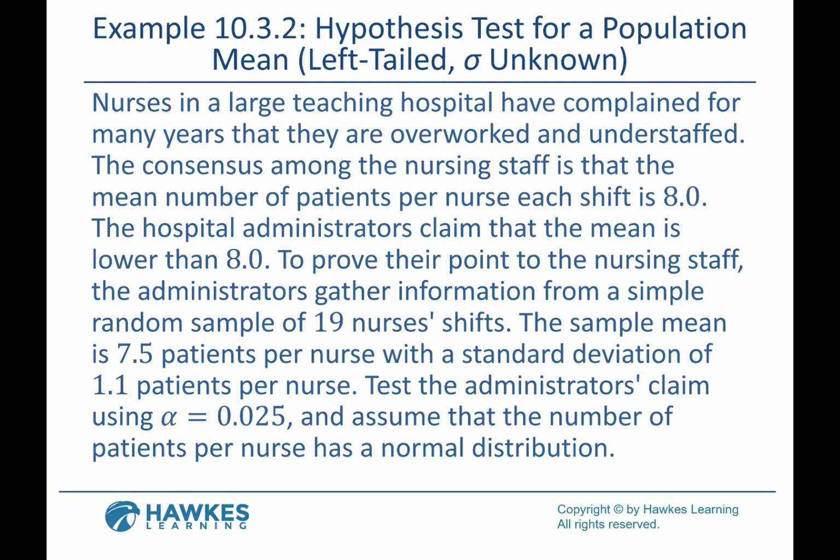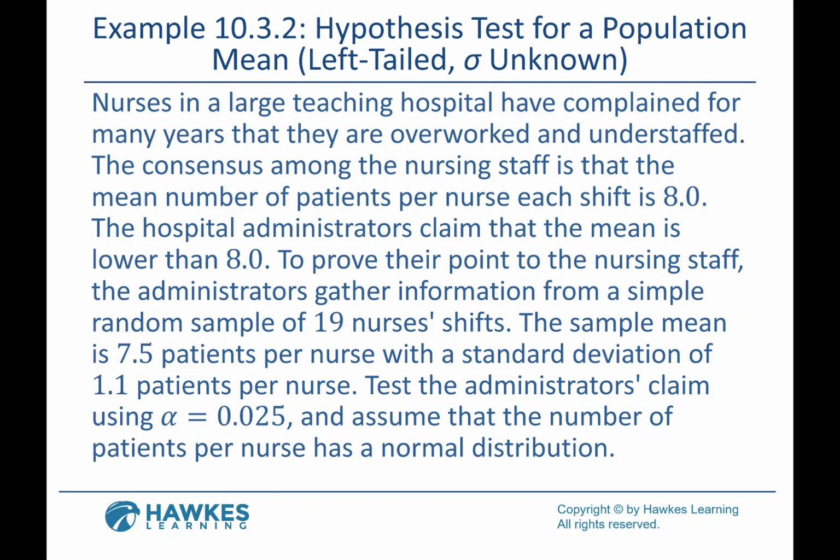The consensus among the nursing staff is that the mean number of patients per nurse each shift is 8. The hospital administrators claim that the mean is lower than 8. Prove their point to the nursing staff. The administrators gather information from a simple random sample of 19 nurses' shifts. The sample mean is 7.5 patients per nurse with a standard deviation of 1.1 patients per nurse. Test the administrator's claim using an alpha significance level of 0.025 and assume that the number of patients per nurse has a normal distribution.